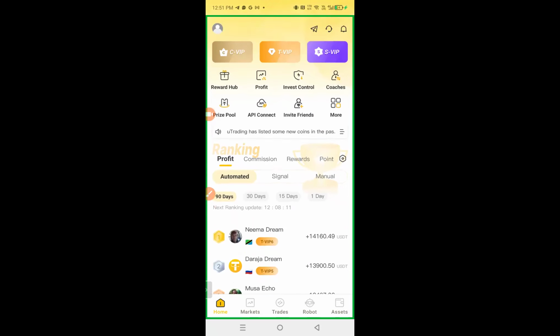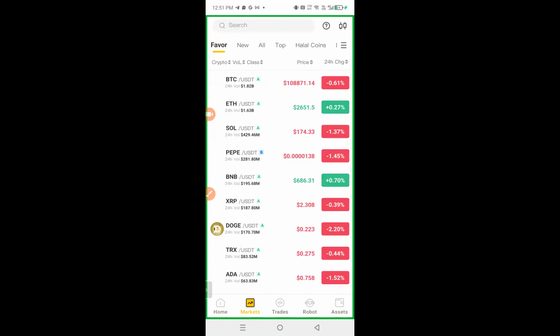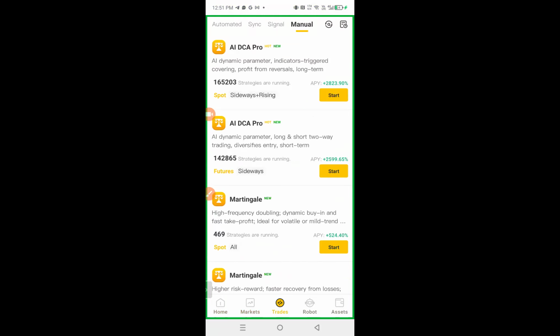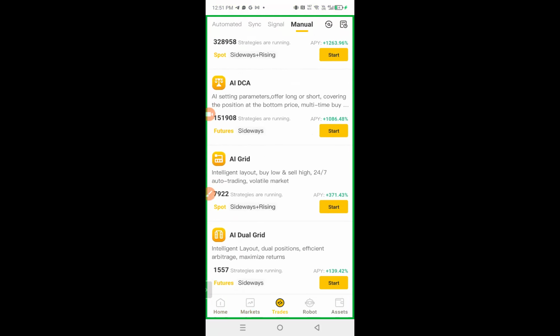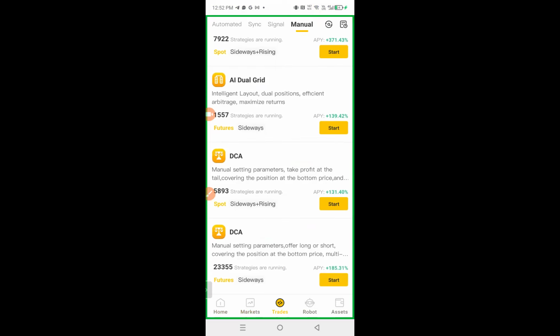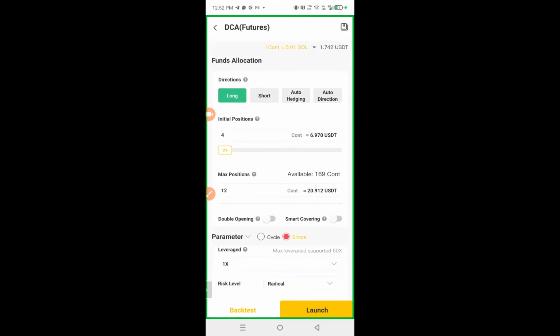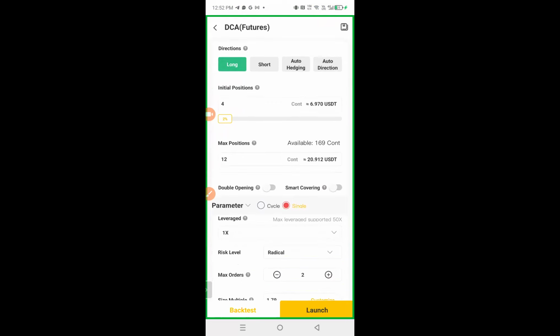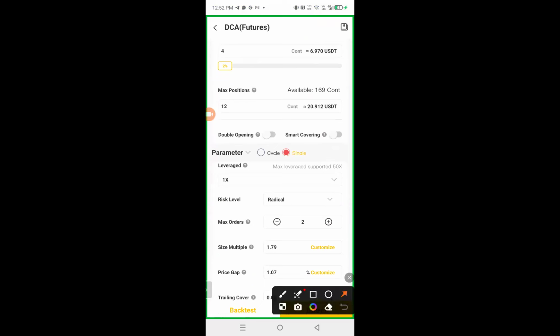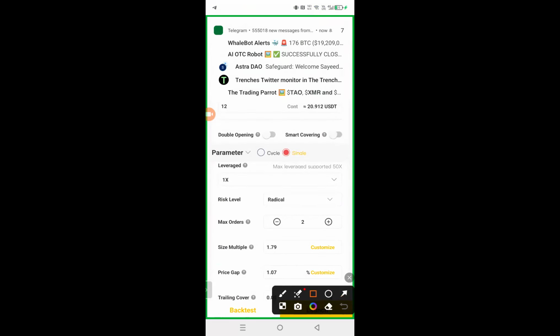So I'm going to go to markets. Here is Solana, so I tap on Solana. I'm going to go to my DCA futures and go long. How much leverage? Okay, we have to go to our leverage first. Look at the leverage here.